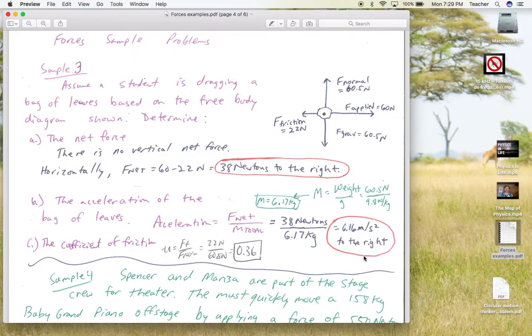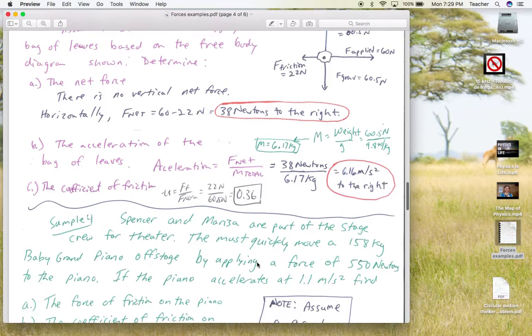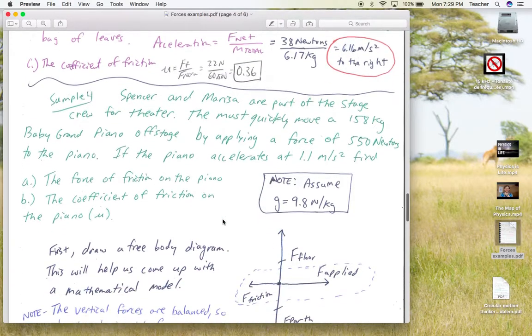The coefficient of friction is the force of friction over the normal force. A normal force is the interaction up from the ground. On a level surface and with no other things going on, it would oftentimes equal the gravitational force. So that is 60.5 newtons. So 22 over 60.5 gives us a coefficient of friction of 0.36. There are no units with this because newtons is on top, newtons is on bottom, and that cancels out.